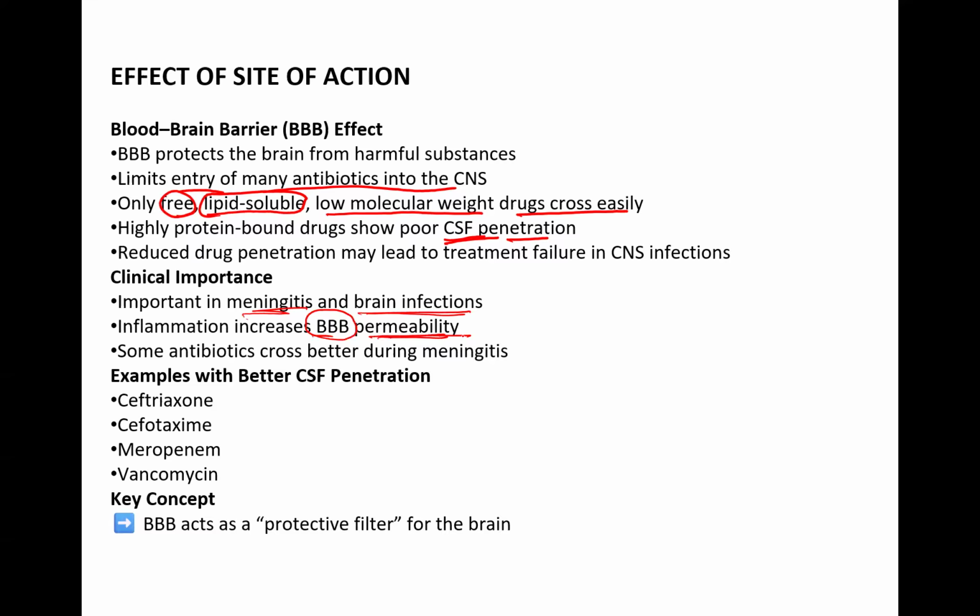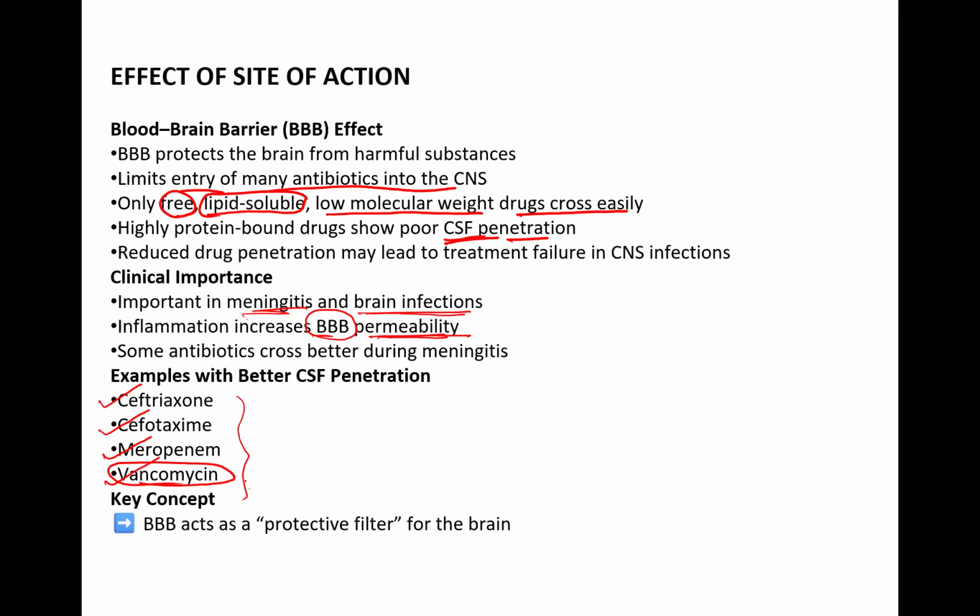Some examples of drugs with better CSF penetration, as you know, are vancomycin, which is a drug of choice for meningitis, ceftriaxone, cefotaxime, meropenem, all these drugs. These are some examples of drugs with better CSF penetration. You will study which class of drug this is and the mechanism of action in the coming chapters. But just keep in mind that they have better CSF penetration.